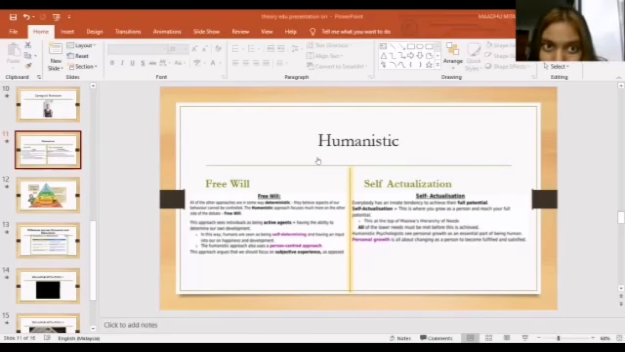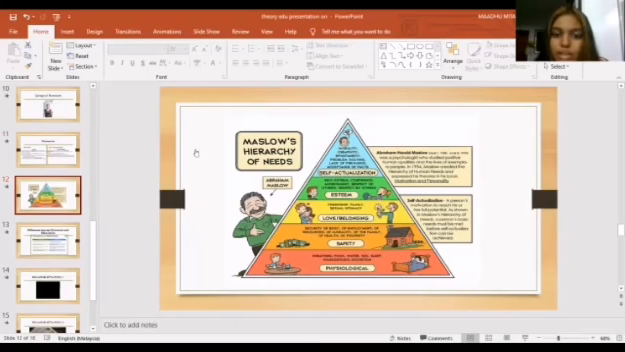This is Maslow's hierarchy of needs. There are five steps in this pyramid. The first one is physiological, second one is safety, third is love and belonging, fourth is esteem, and the fifth one is self-actualization. To achieve self-actualization, we need to achieve all these four first. The goal in Maslow's theory is to attain the fifth level or stage.